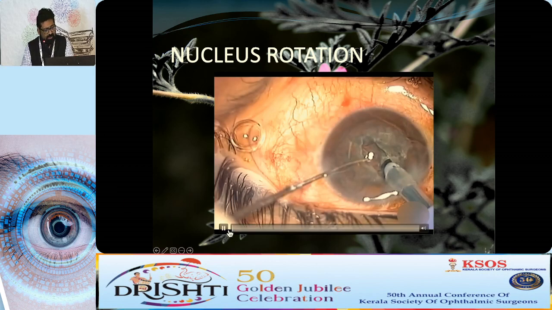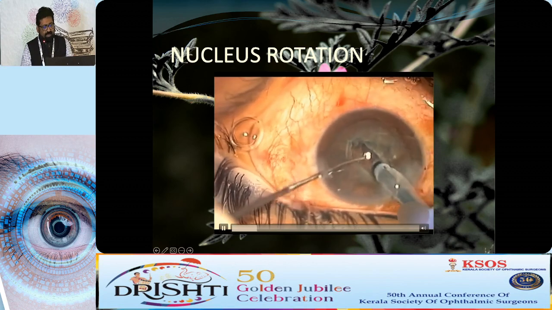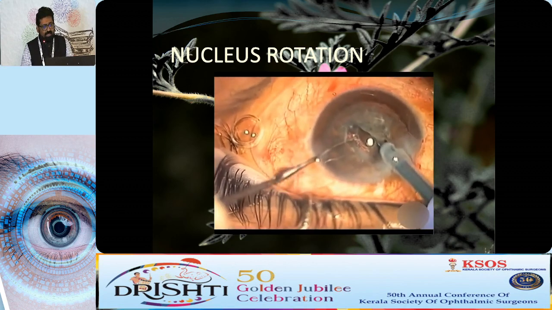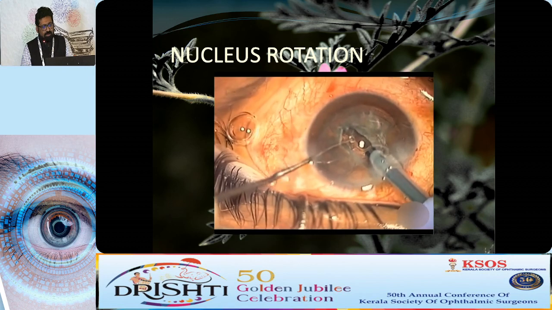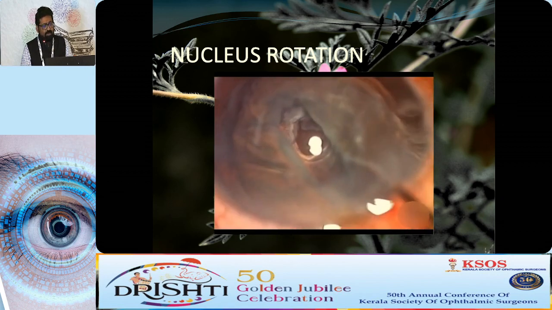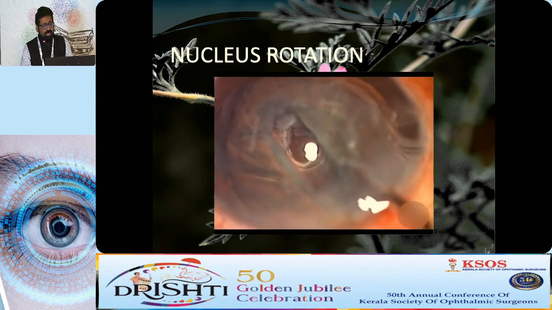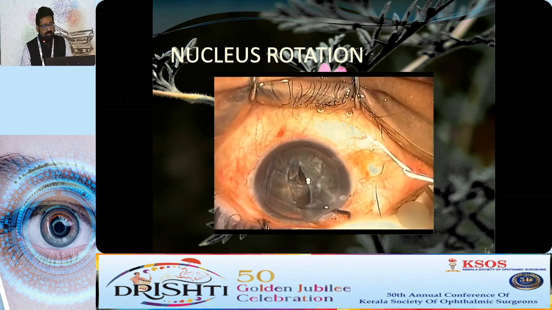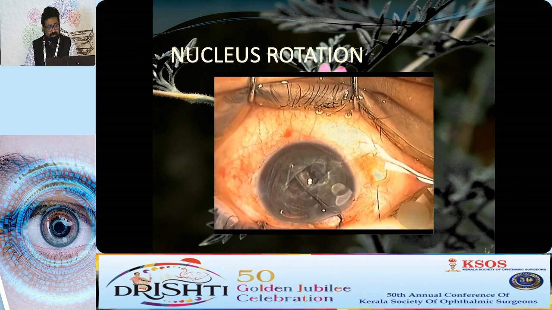Like in this case, there is a suspicious PC rent here, but then you see the surgeon tries to confirm it by rotating the nucleus. He just puts in viscoelastic and he rotates. And once it rotates freely, then you don't need to worry. See, it is freely rotating. You can go ahead with phacoemulsification.